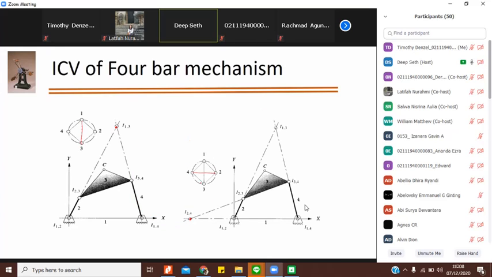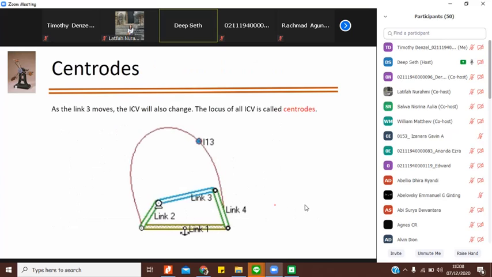Okay, so now when you complete this circle, you have made all the connections. It means now you already got all the ICVs, or all the possible ICVs that your mechanism can have. Okay. Now there is one term called centroids. So you are seeing that link 3 over here. This is your connecting link 3. So when link 3 moves, the ICV will also change. Okay, so as your link 3 is moving, your ICV will change.